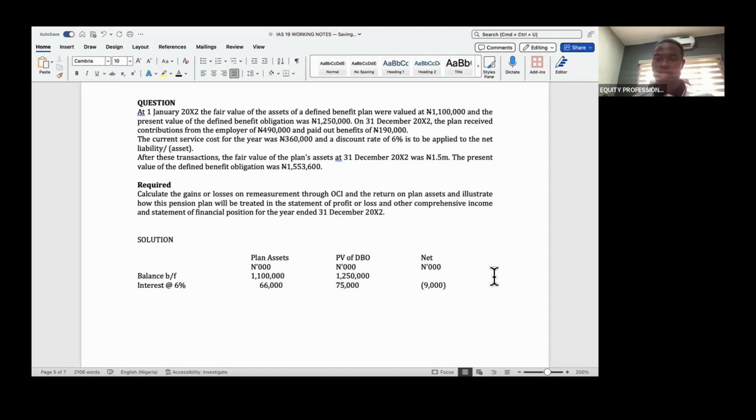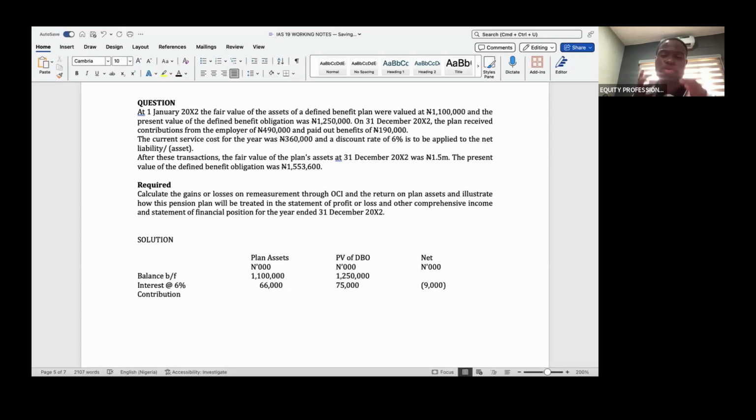Okay, so immediately you have sorted that out, then you go back to your question. So we have captured up to this point. They said on December 2002, the plan received a contribution of 490, paid out benefit of 190. Okay, so let's address those two. The plan received a contribution of 490.